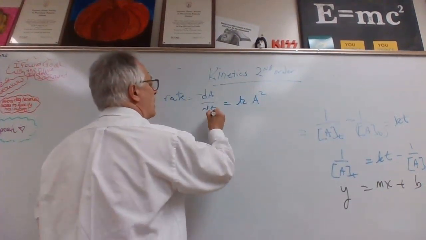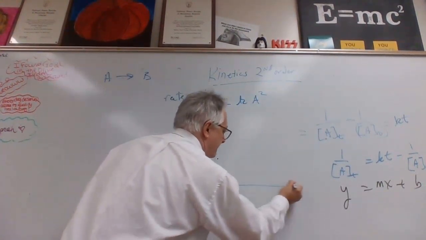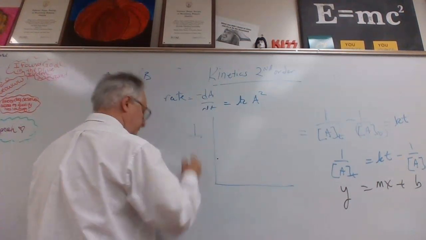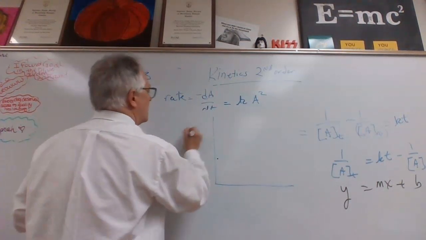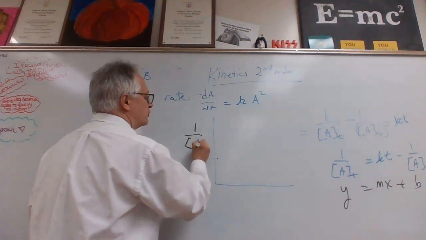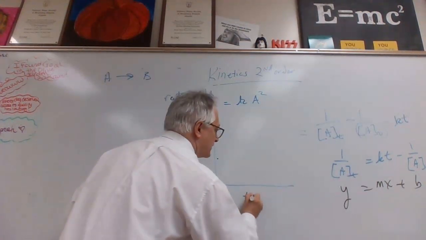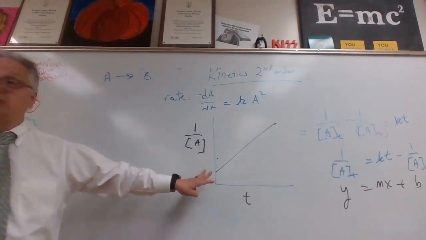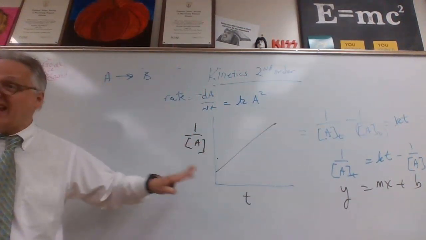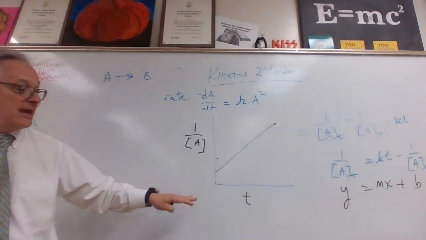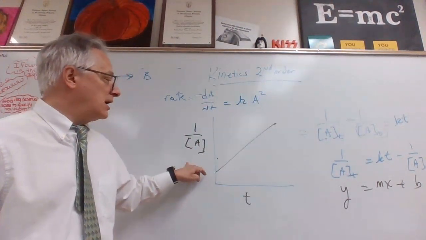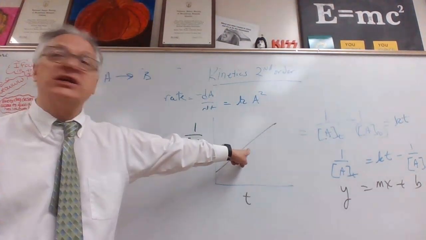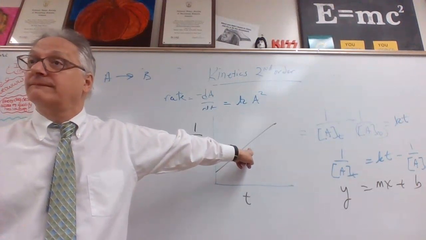So if we were going to plot, then the marker's dying, 1 over the concentration of A versus time, we should get a straight line with a positive slope. This indicates second order reaction, okay? And for a second order reaction, the slope of this line is going to give you your rate constant k.